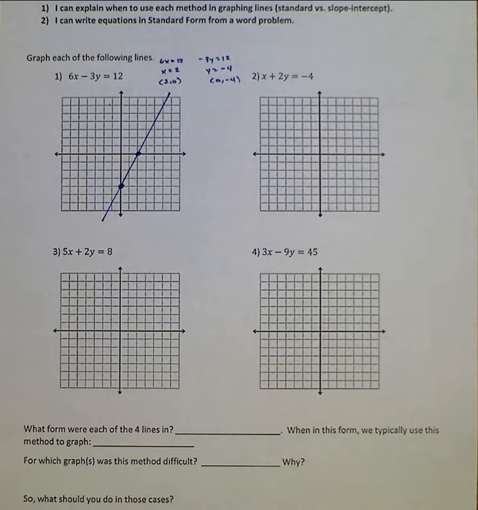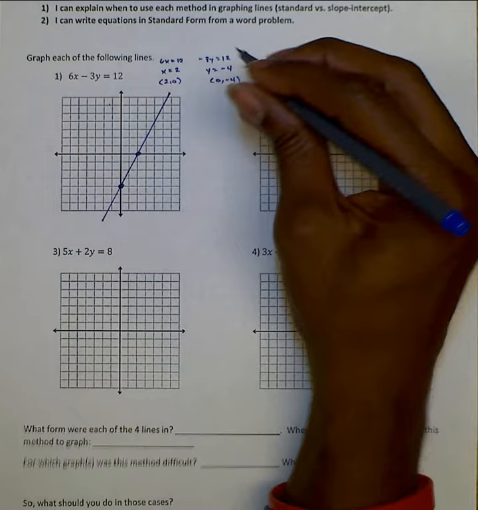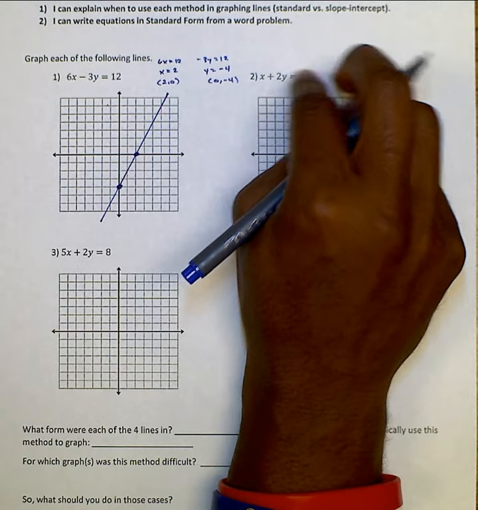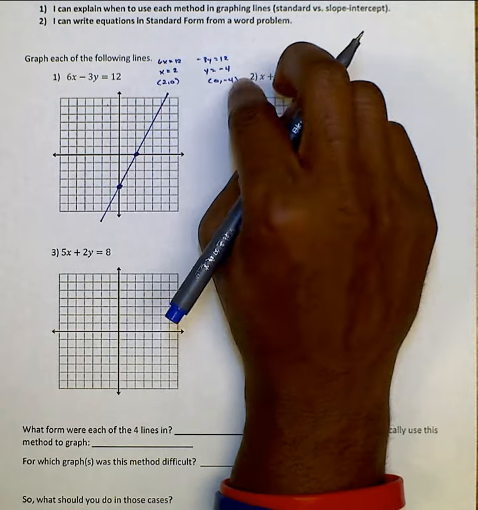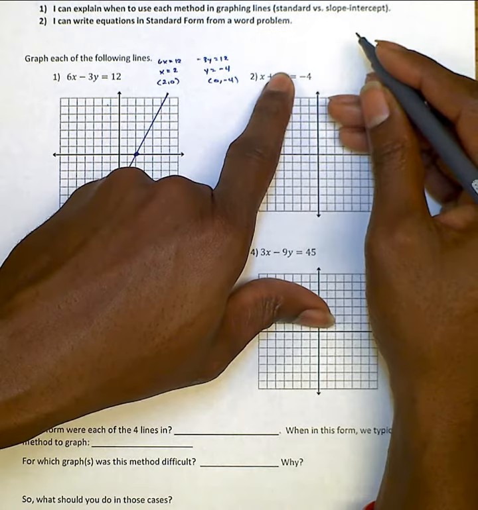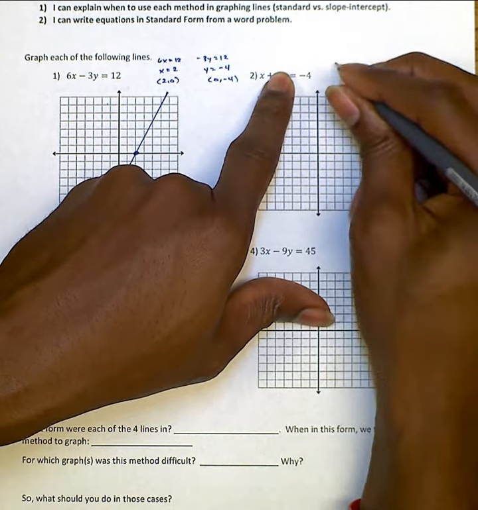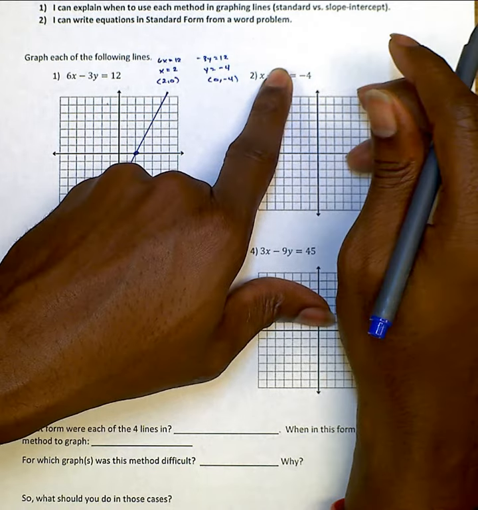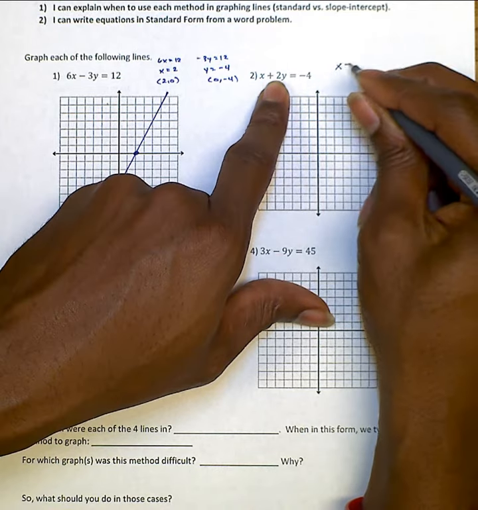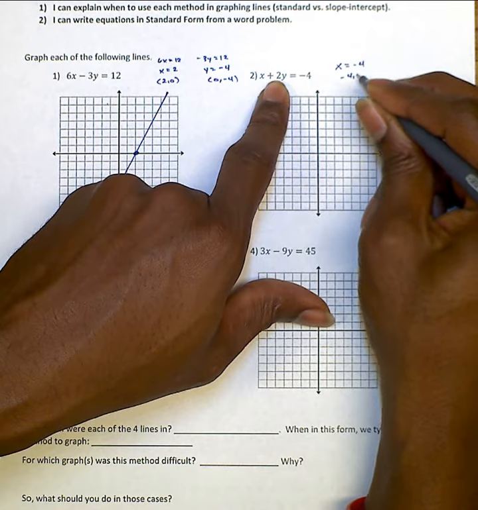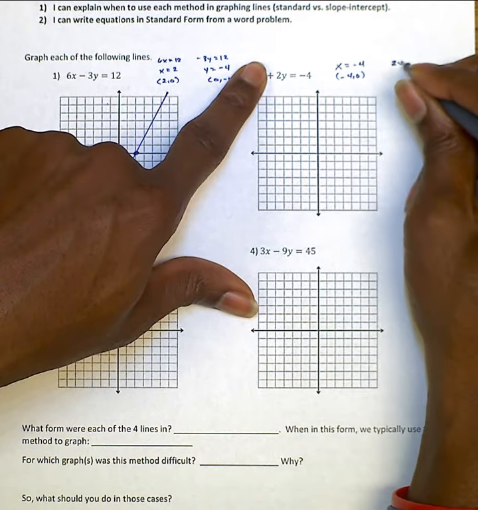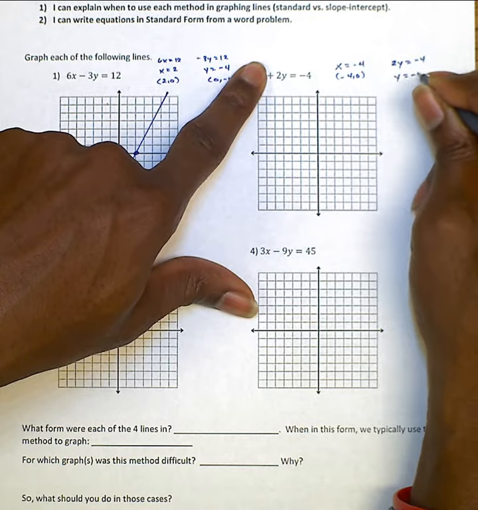Number 2, you can look at this as well and say, okay, the constant is negative 4, and it is divisible by both coefficients here. So I should probably choose to graph using standard form, again because it starts in standard form. If we were given this in slope-intercept form, we wouldn't want to change it to standard form in order to graph it. So here, when we get x by itself, x is negative 4. So there's our x-intercept at (-4, 0). Then we have 2y equals negative 4, divided by 2, y equals negative 2. And so then we are at (0, -2).